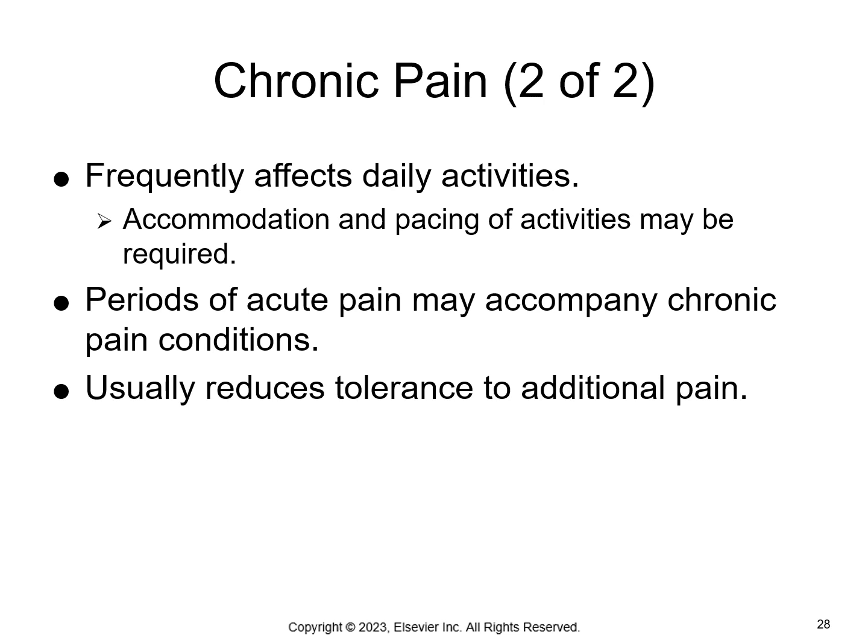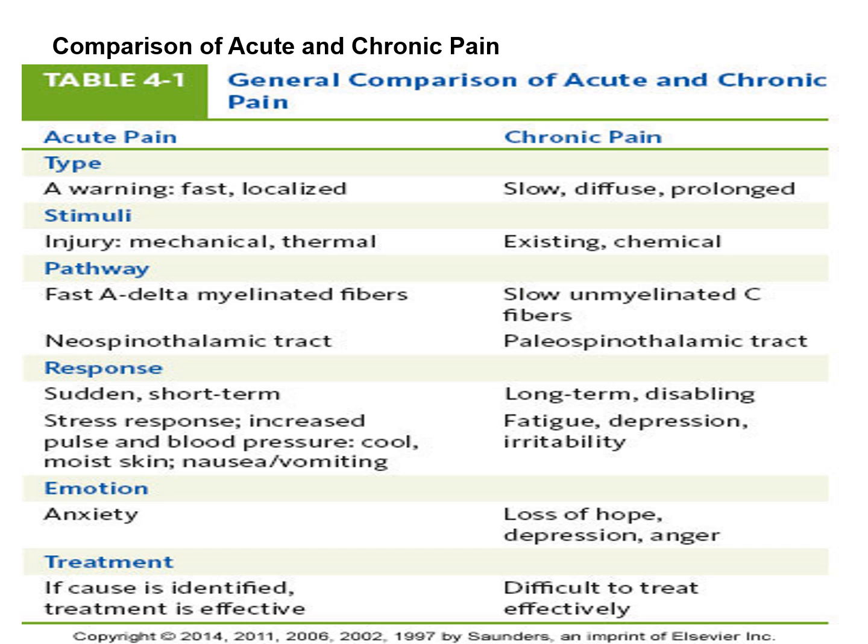This chart is going to compare chronic and acute pain, and I would take a good look at it. As previously stated, they do like to look at these charts and test you from it, like your fast delta myelinated fibers. Those are going to be for acute pain, whereas the slow unmyelinated C fibers are for chronic pain. The A delta fibers are going to travel in the neospinothalamic tract, whereas the chronic pain fibers are going to travel in the paleospinothalamic tract. So I would know, what are the expectations? What's the difference between these two?